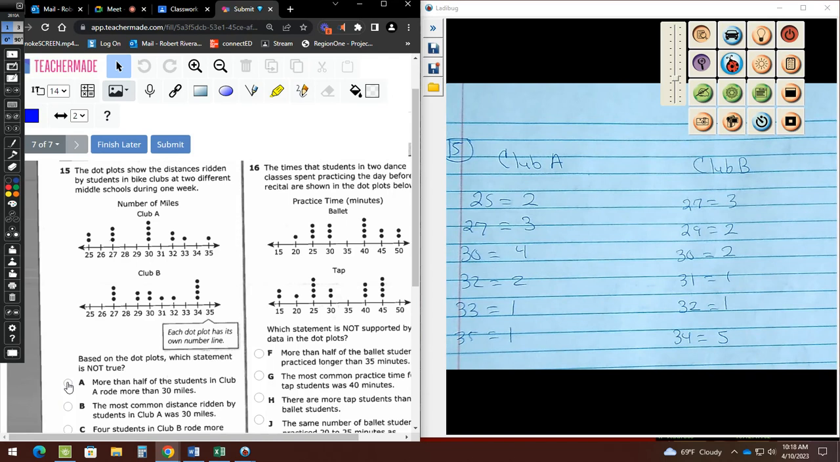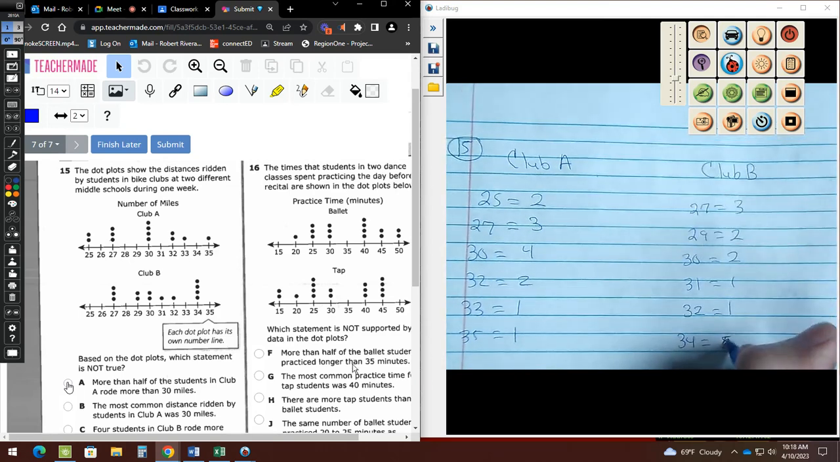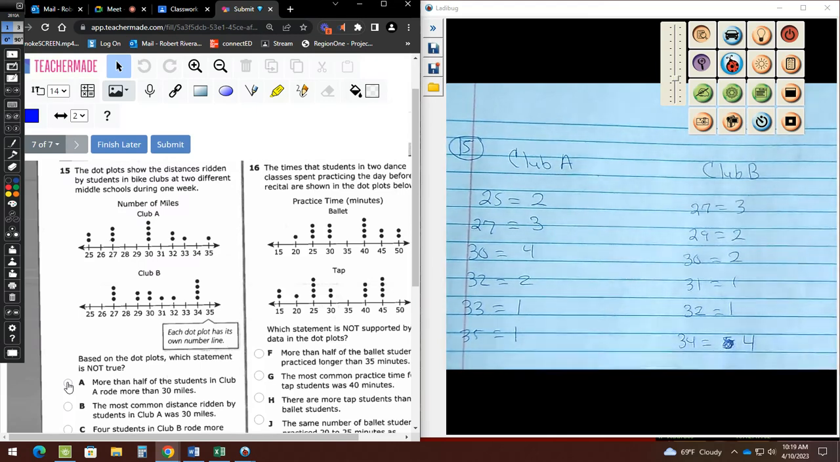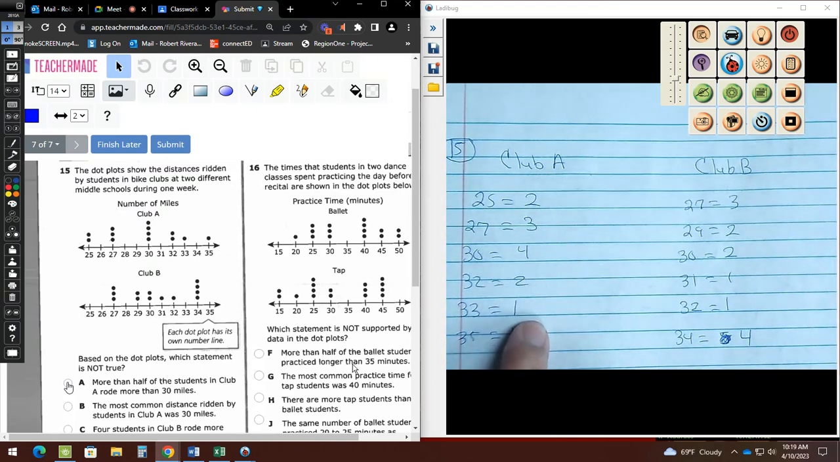In Club A, what's the most popular miles? In Club A, which one is the most popular miles? Most of them are riding how many miles? It's not 5, it's 4. 34 is 4? Yeah. Thank you, sir. In Club A, guys, what's the most popular miles? 27.